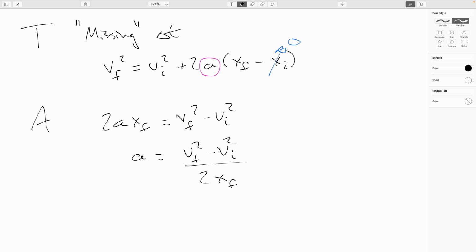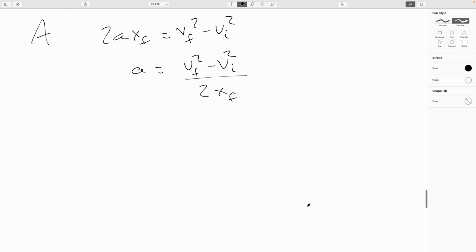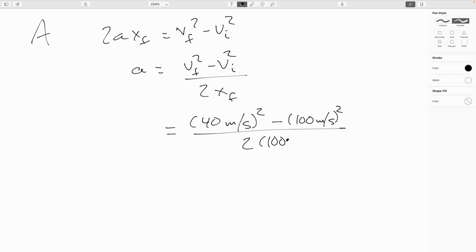All right, so again here, let's go ahead and put in what the numerical values are. We said that the final velocity was 40 meters per second. We'll square that. Minus 100 meters per second. We'll square that. And then we'll divide by 2 times 100 meters.